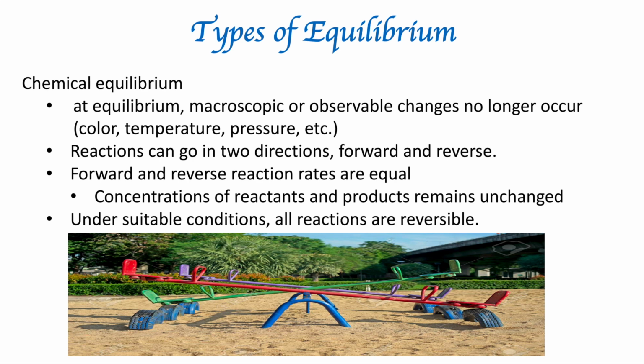If you ever squeezed a 2-liter pop bottle, you'll notice it has a certain amount of compressibility to it. When you throw it out of equilibrium, you'll feel it begin to tighten up a bit. But when it reaches a point of equilibrium, it will have a certain amount of give to that plastic bottle. In this case, reactions can go in two directions, either forward or reverse. The forward and reverse reaction rates are equal, and the concentrations of reactants and products remain unchanged. Under suitable conditions, all reactions are reversible.